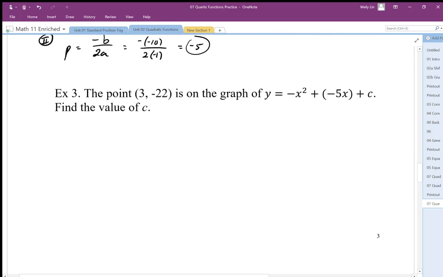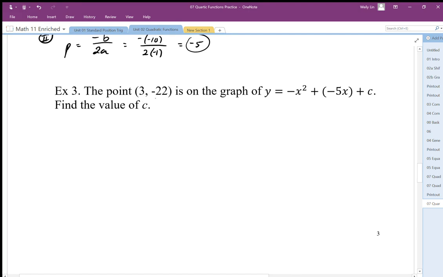Okay, let's take a look at this one here. We just have some general point, and we want to find the c value. So if I want to just find one unknown variable part in the equation, I can plug in a coordinate. So I can go y equals negative 22 is equal to negative 3 squared plus negative 5 times 3 plus c, and there's only one variable left.